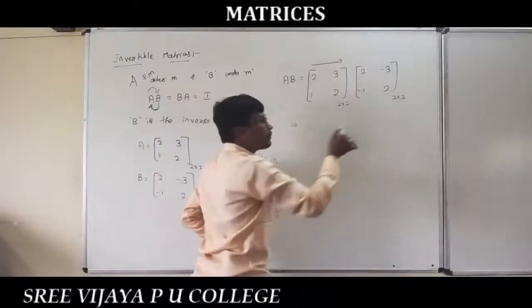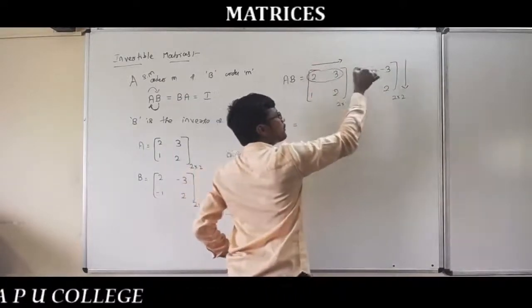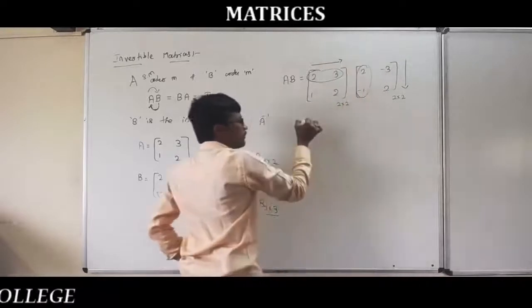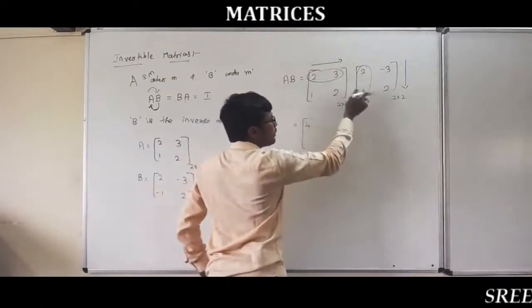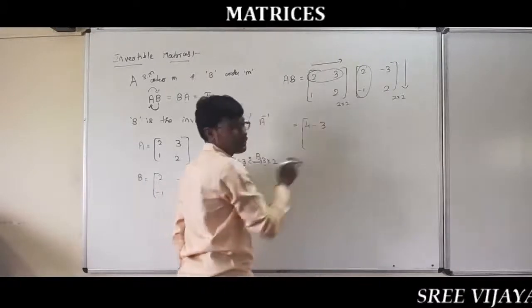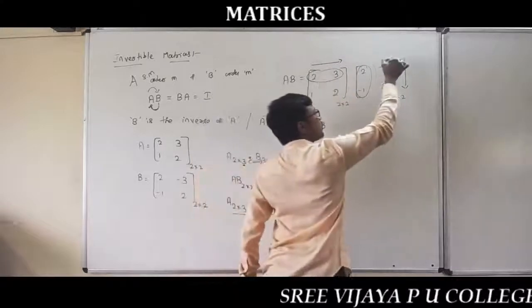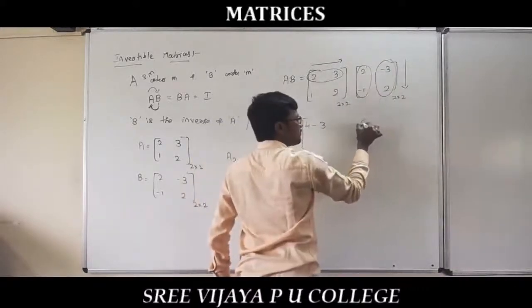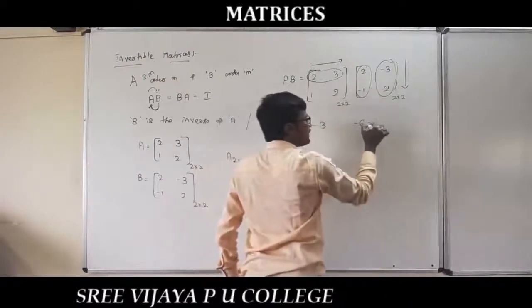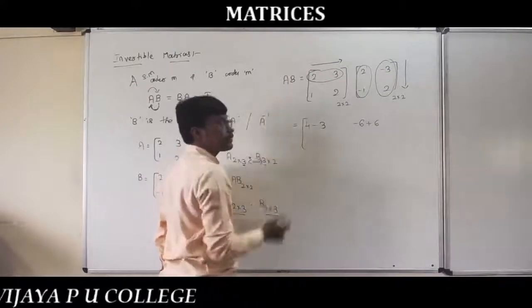So multiply row by column. First row with the first column: 2 into 2 is 4, 3 into minus 1 is minus 3. First row with second column. What is the second column here? Minus 3 and 2. 2 into minus 3 is minus 6, 3 into 2 is plus 6. So now the first row is complete.